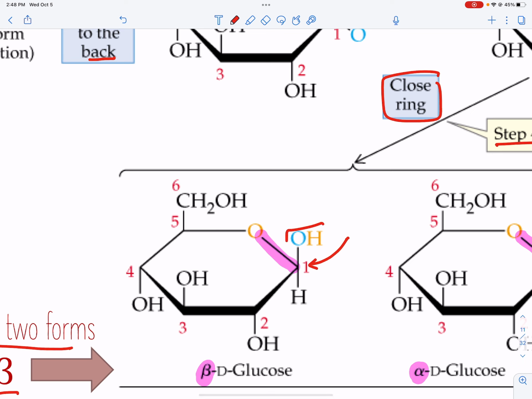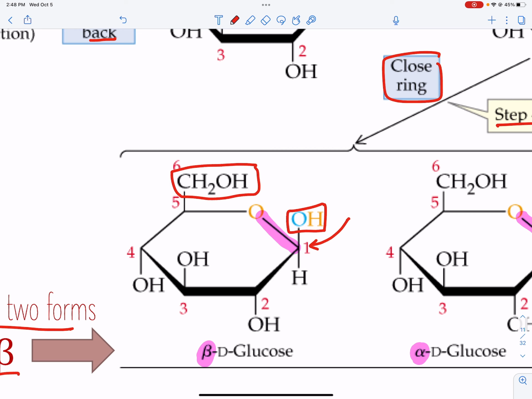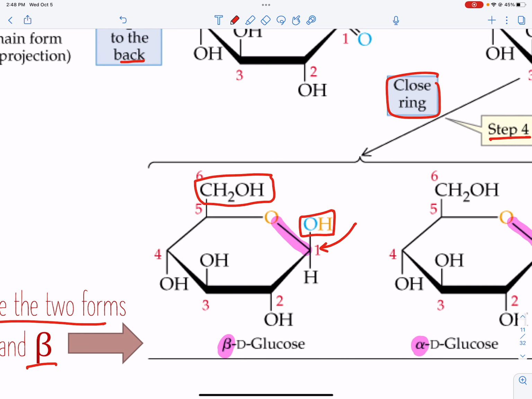Now the OH group, when it points upward in the same plane as the CH2OH, when these 2 are in the same plane, both pointing up above the ring, we call this beta. We call that form of the monosaccharide beta. When the OH group on the hemiacetal carbon, also known as the anomeric carbon, is in the same plane as the CH2OH, we call that form of the monosaccharide a beta form.